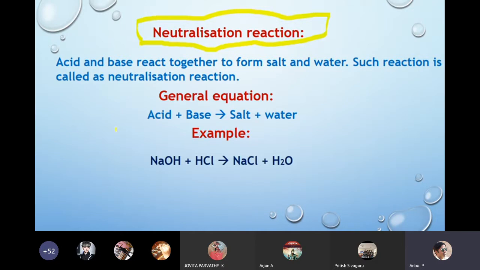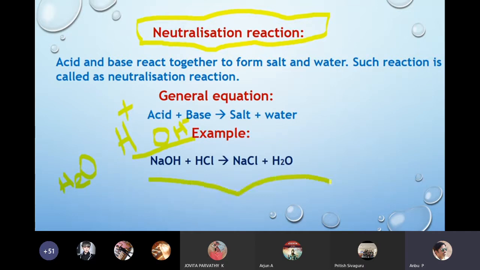Whatever the acid may be, all acids consist of H+. In all bases there is the presence of an ion we call the hydroxide ion, OH-. When you combine this H+ and the OH-, it forms water. So H+ and OH- together come down as a water molecule. That is how this reaction is called a neutralization reaction.